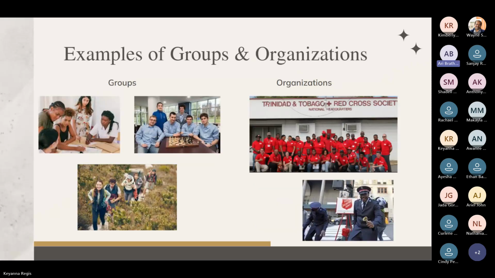So what we have here are some examples of groups and organizations. Under groups, there is an example of a study group, which will have about 3 to 5 people, a chess group, and a hiking group. Examples of organizations are the Trinidad and Tobago Red Cross Society, which would consist of many people with different branches across the country, and the Salvation Army, which usually has different branches across the world.